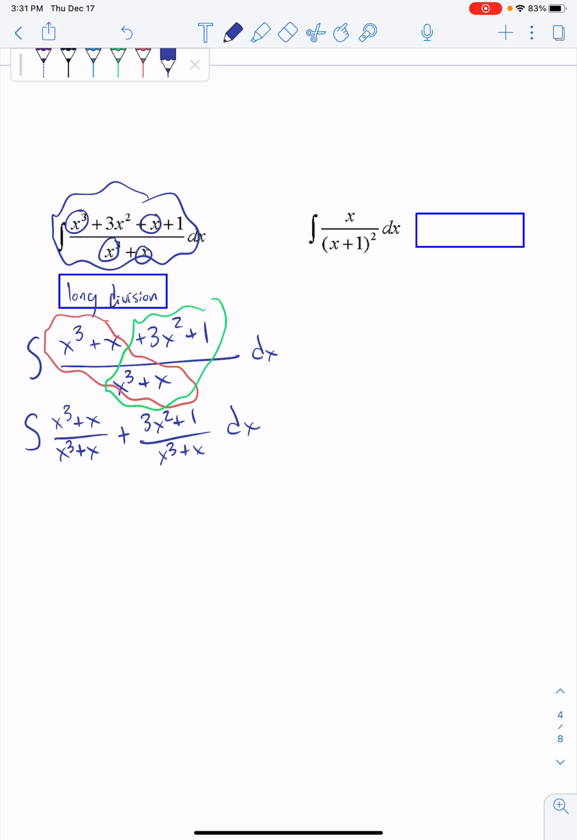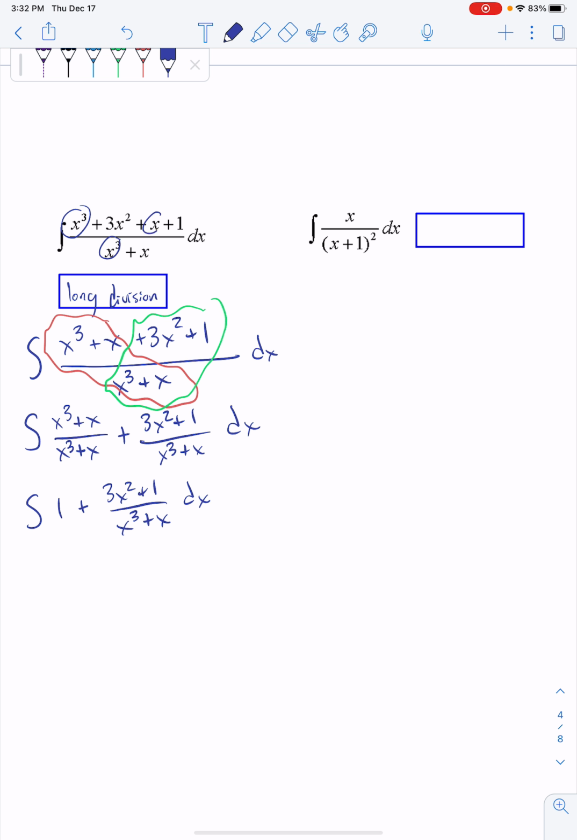And this first part just becomes 1, so I get 1 plus 3x squared plus 1 over x cubed plus x dx. Now again, my hint to do that, going clear back here to the beginning of the problem, the reason I wanted to try splitting it up is because part of the bottom matches part of the top. And since everything's being added together, I can split it up into different fractions. So now we got to do some extra work, right?